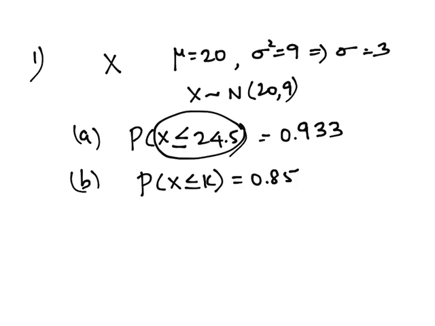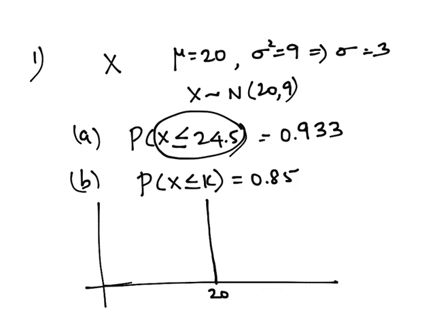Now the second part is P of x less than or equal to k is 0.85. Now you need to represent this diagram. They have given a diagram like this. This is the x-axis. This is the y-axis. I'm sorry, this is not the y-axis. This is 20, so this is x equal to 20. So the y-axis should be somewhere here. Now the graph of x will be symmetrical about the mean. So 20 is the mean.